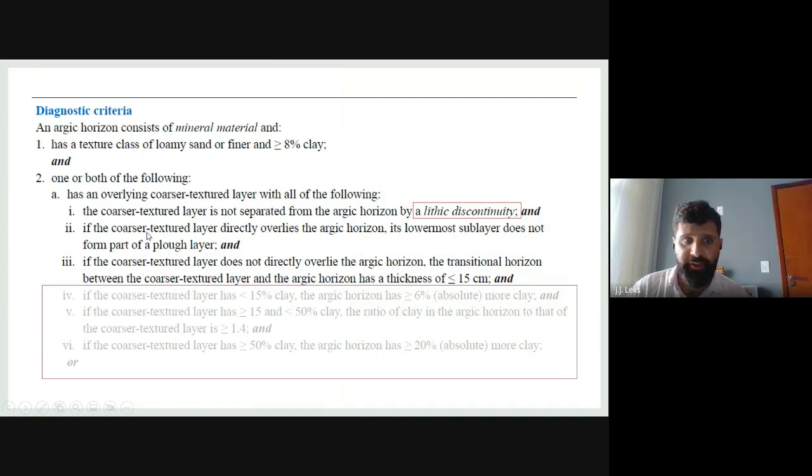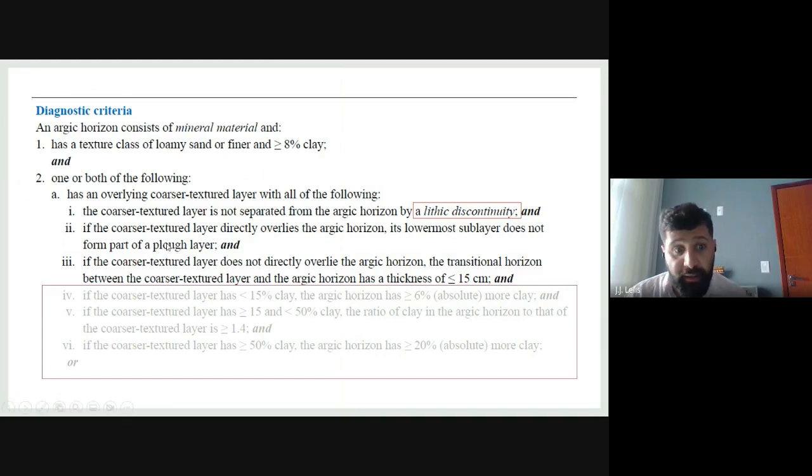The coarser texture layer directly overlies the argic horizon, but this surface layer does not form a plow layer or shouldn't be influenced, or intensively influenced, by man. So man did not create this coarser texture layer. Okay, it's not something that was created or selected or influenced by man's activity. It's a natural process related to one of these processes that we talked about in the last slide.